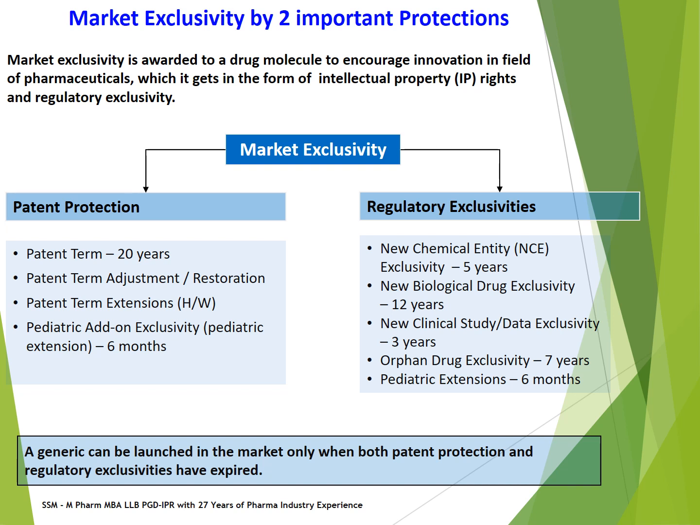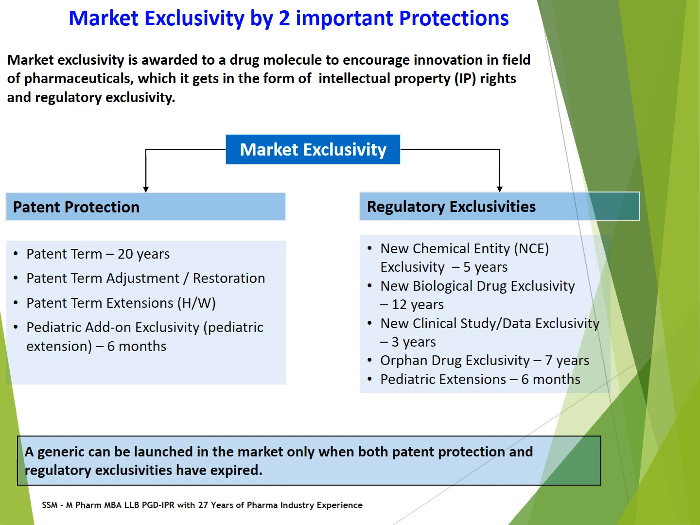The second type of protection is regulatory exclusivity. There are different types of regulatory exclusivity. The first is new chemical entity or NCE exclusivity, which is for 5 years. Any new chemical entity which is approved for the first time in US is eligible for 5 years of NCE exclusivity. So this 5-year NCE exclusivity will prevent any generic approval for 5 years based on the data submitted by the innovator company.